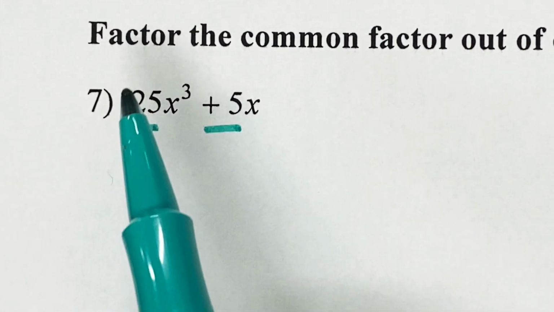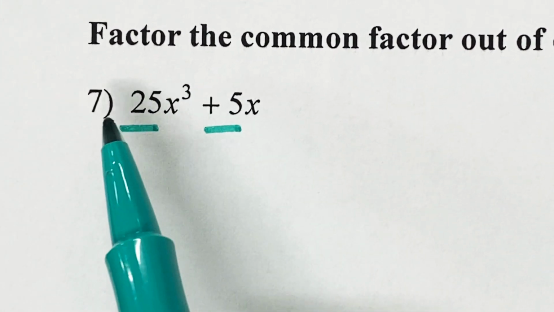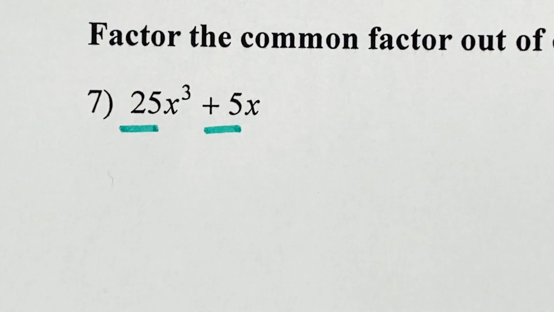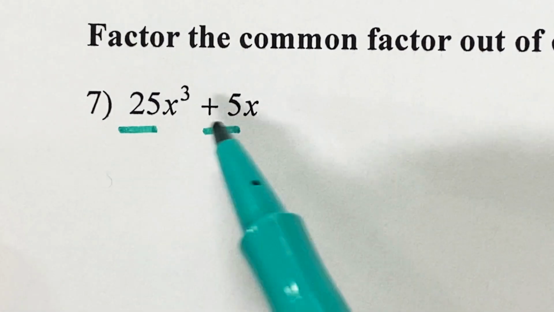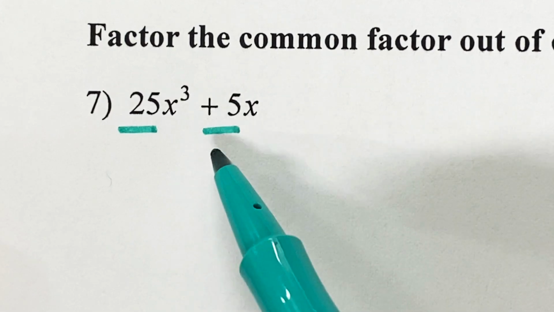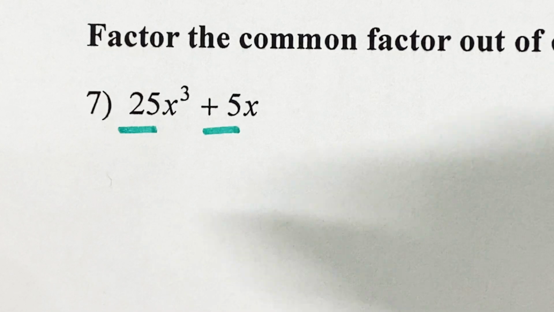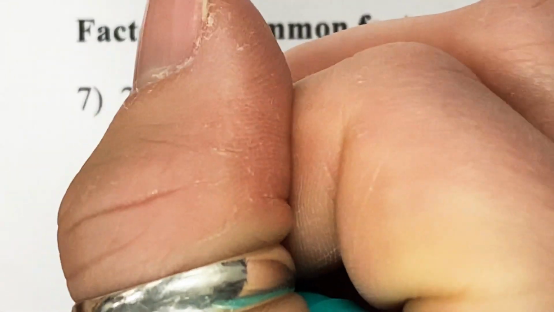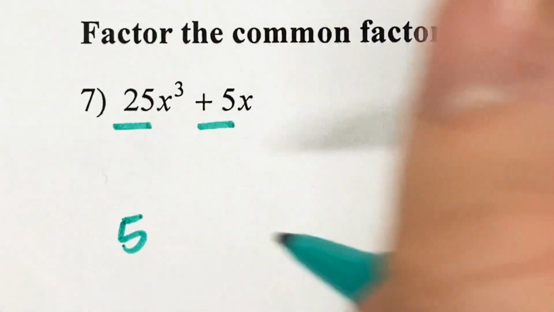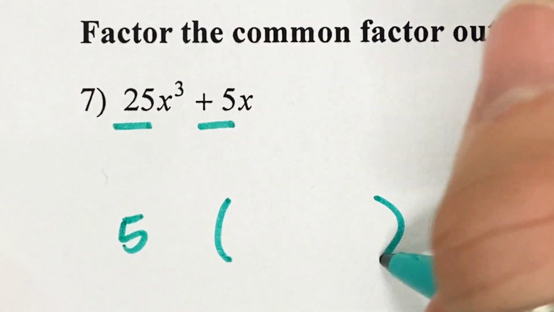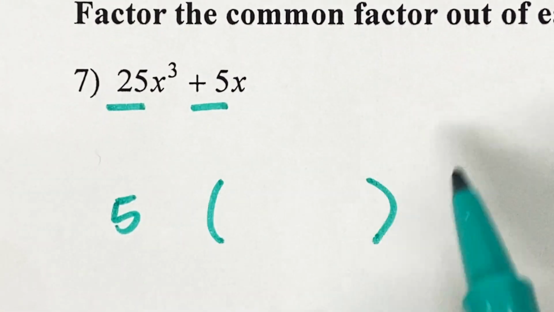Okay, so what is the GCF, or greatest common factor, of 25 and 5? Greatest common factor, what do you guys think? Okay, I know 1 goes into both. What about 5? 5 goes into 5, and 5 goes into 25. So I know that 5 is my GCF. We're always going to have some that comes out and then some that's left in.